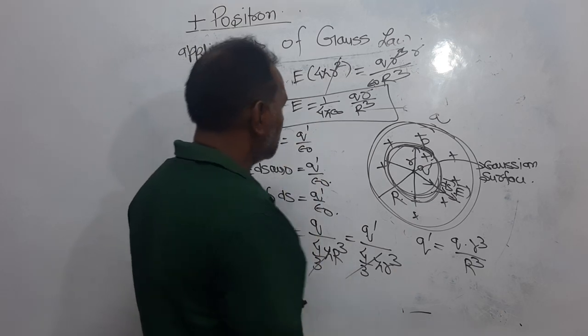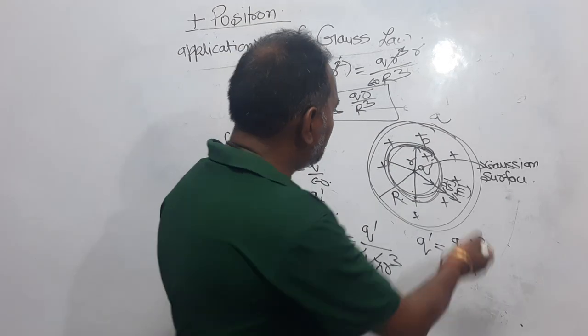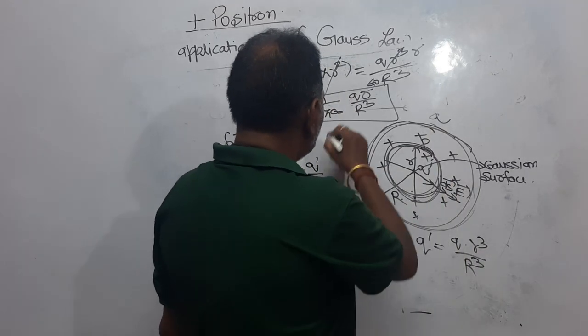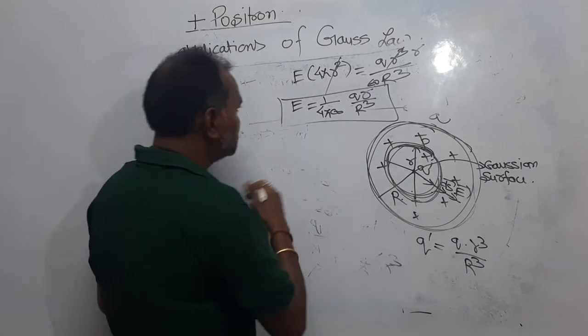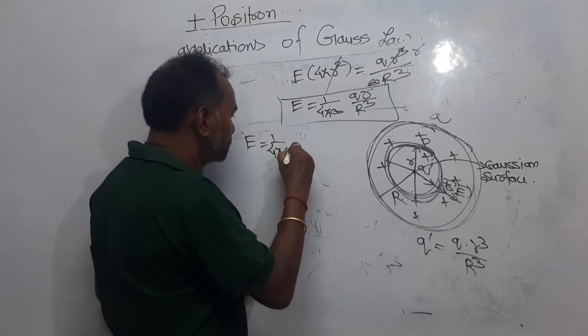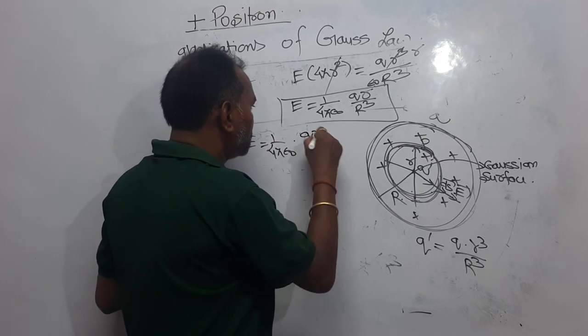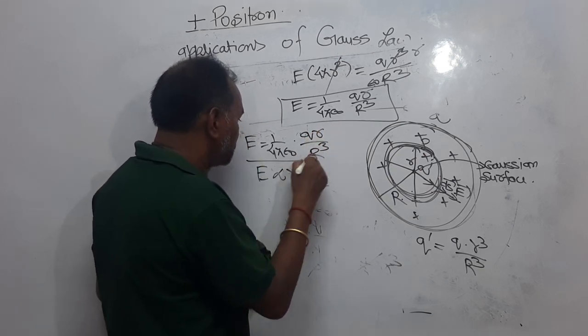Now dear students, important, capital R is a constant, that is the radius of this bigger sphere. So in this case, E is equal to 1 upon 4 pi epsilon naught q r upon capital R cube, means E is proportional to r, right?